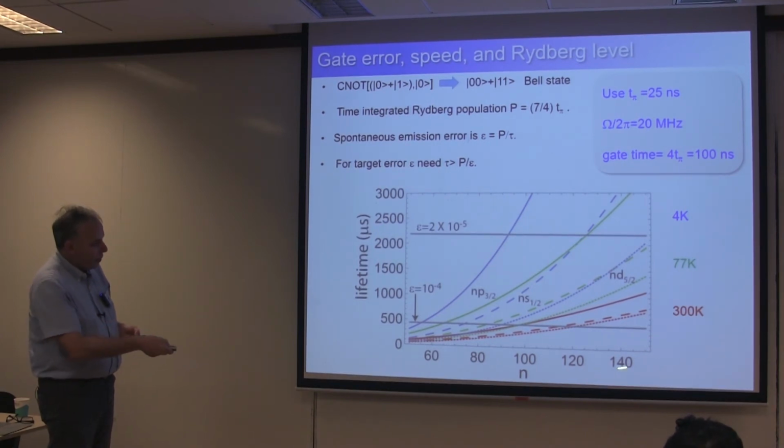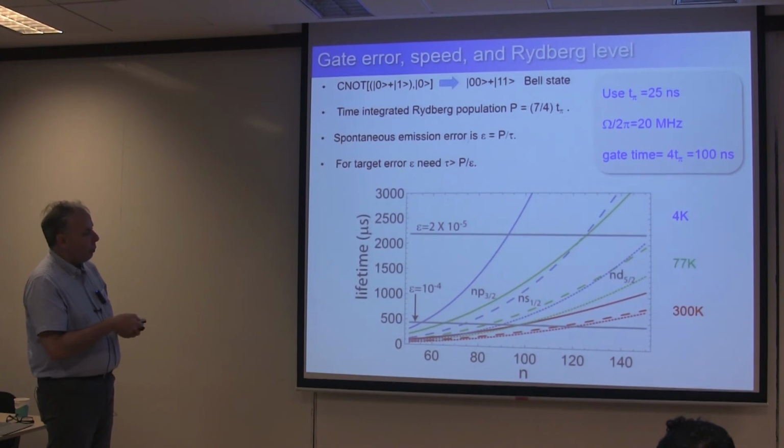And this shows, as a function of the Rydberg principal quantum number, for different low angular momentum states and different temperatures, what the lifetime limited error will be. At room temperature, if I'm in a room temperature environment, I need to go up around n equals 100 to hit this 10 to the -4 error.